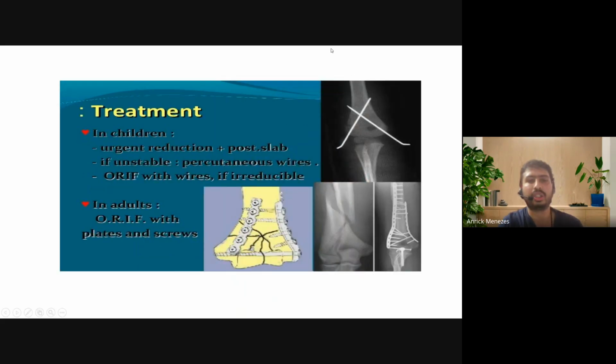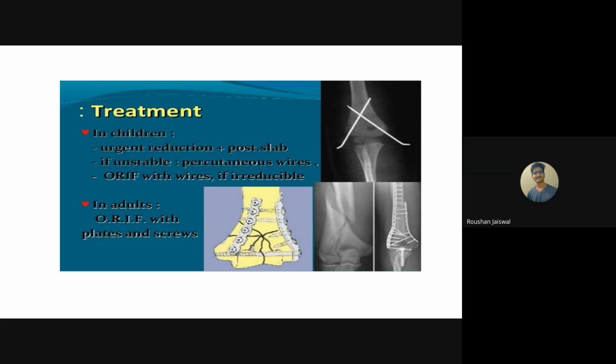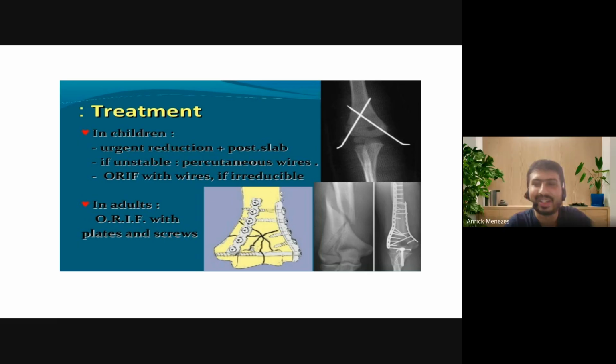Treatment in children: urgent reduction and a posterior slab is placed. If that is unstable, they use percutaneous wires. ORIF with wires, it could be irreducible. In adults, ORIF. What is ORIF? Open reduction internal fixation. Good. What I expect you to put in the chat box, that would be great, because sometimes the voice is too much. So yeah, you're right. Open reduction internal fixation with plates and screws.